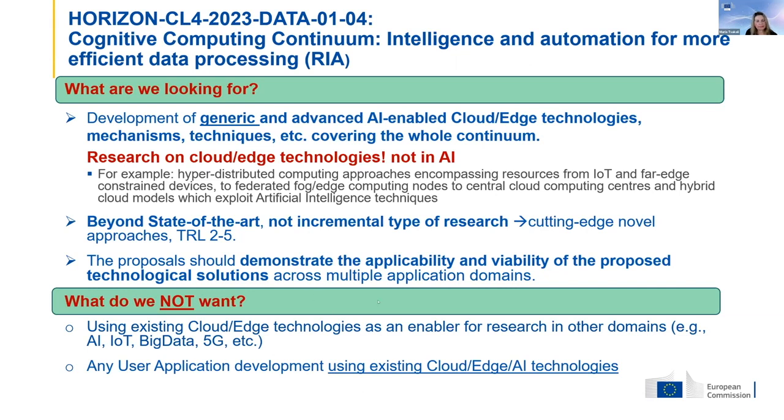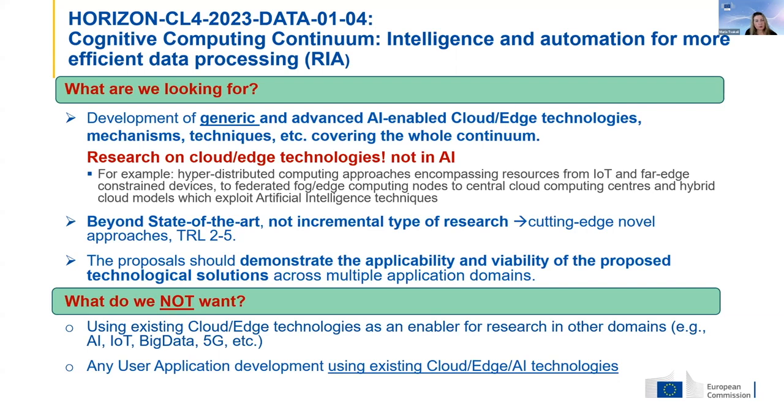Also, it has to be beyond the state of the art, not incremental. As I said before, we have TRLs starting from 2 to 5. The proposals should demonstrate the applicability of the technologies that you are going to develop across multiple application domains. In other words, demonstrate that whatever you develop is generic, as I said before.